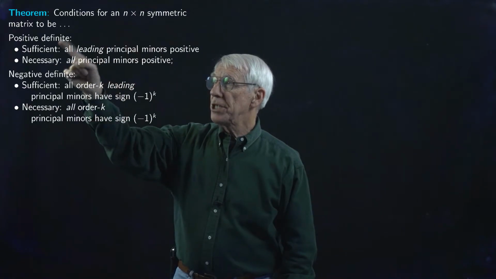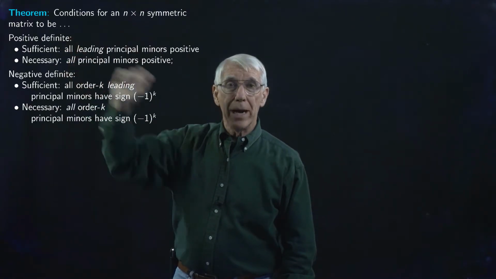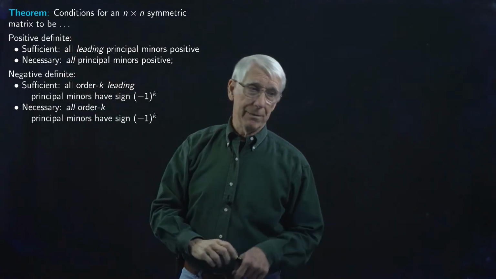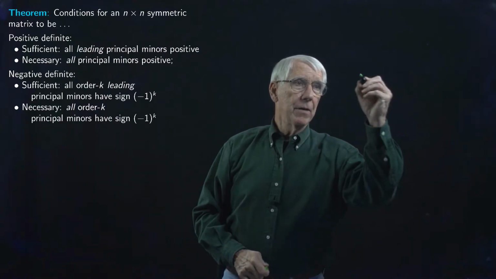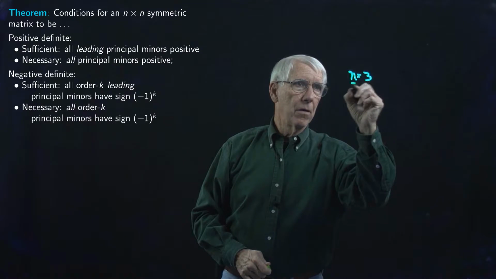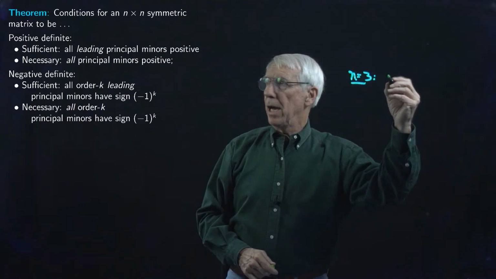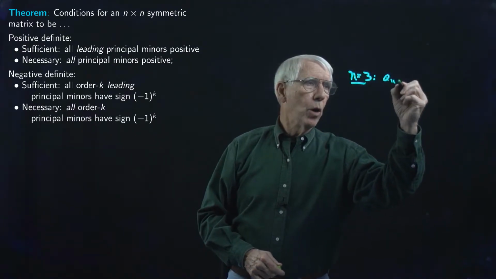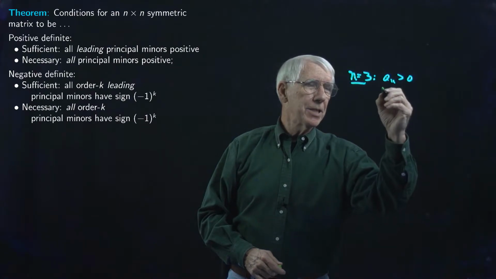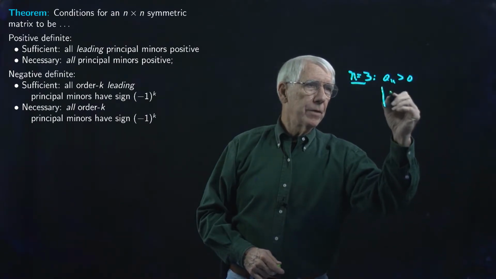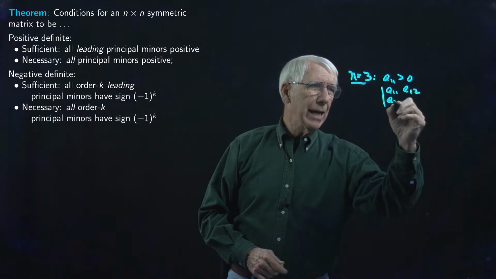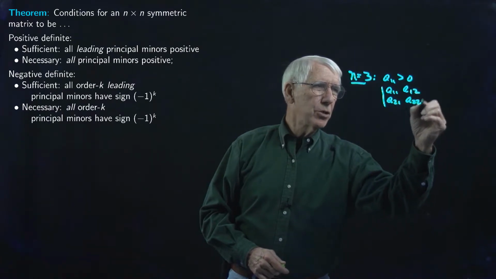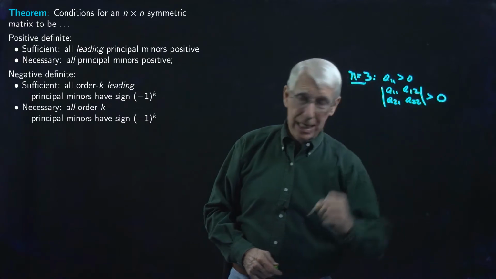And what does this say in the 3 by 3 case? It says that, well, in fact, let's even write it down over here. In the 3 by 3 case, this says that A11 has to be positive. It says that the determinant A11, A12, A21, A22 has to be positive.